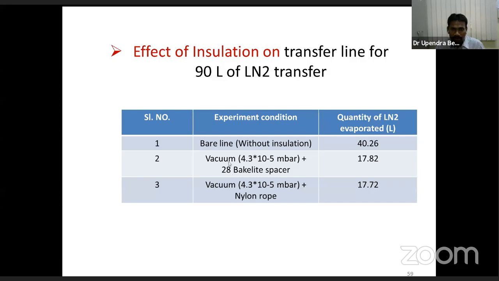And when it is having vacuum with 28 bakelite spacers, the quantity of evaporation, which was 40 liters without any insulation, has now come down to around 80 liters, and the same also holds good for nylon ropes. This is another type of spacer where we have put nylon ropes as a helix to support the inner bellow within the outer bellow. That time also it is almost the same compared to the vacuum insulation.